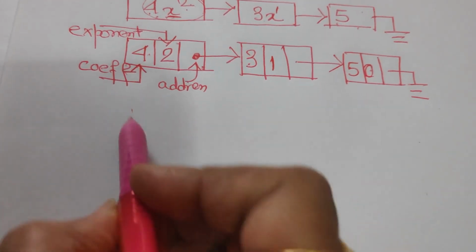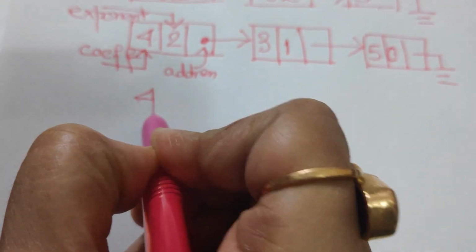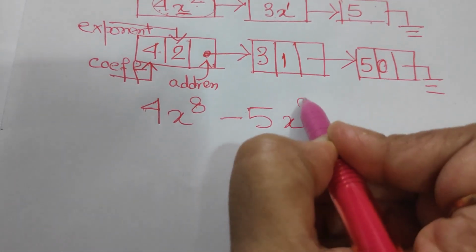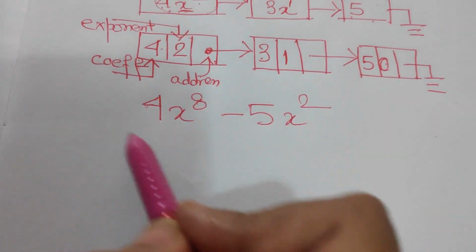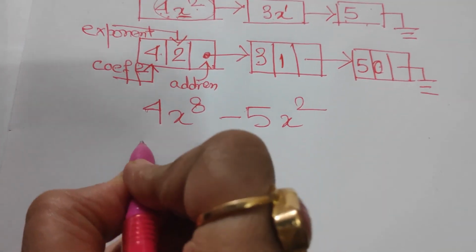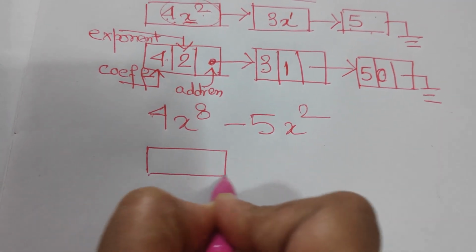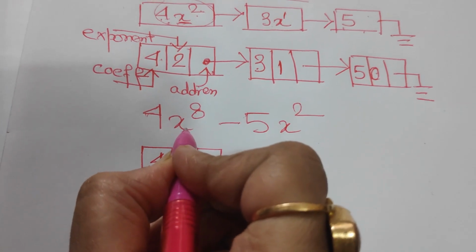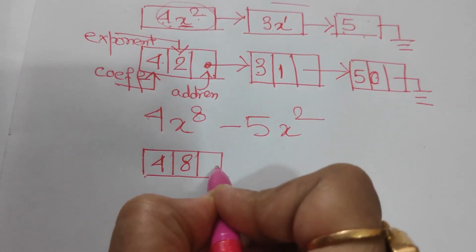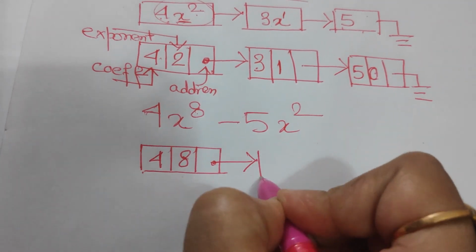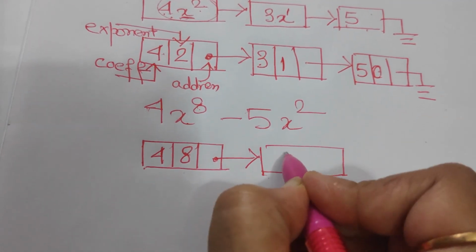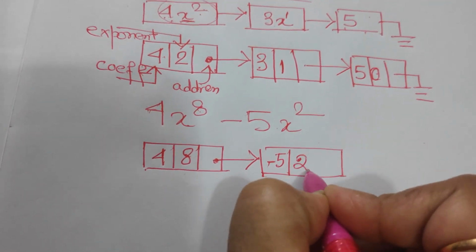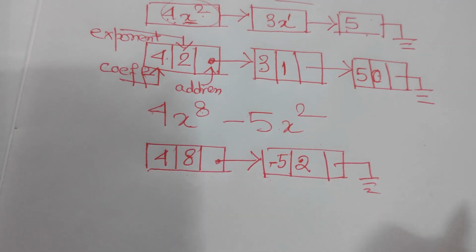Now suppose the polynomial is like this: 4x to the power 8 minus 5x squared. How do you represent this polynomial? Again, there will be a node which will have three parts. This is the coefficient of this term, exponent is 8, address pointing at the next node. The coefficient part of the next node is minus 5, exponent is 2, and this is null.